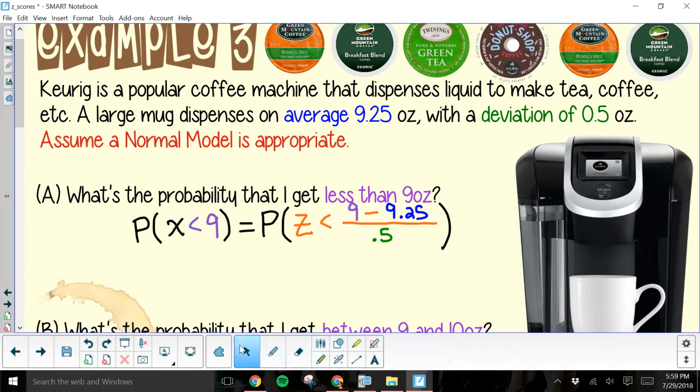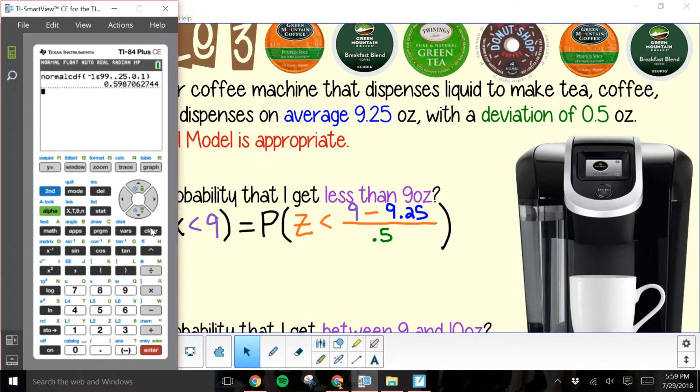Not too bad. And again, we can do this in our calculator. I do want to show you one nice thing about these calculators. They do understand fractions. So if you hit alpha, y equals, notice option number 1 gives you that fraction. So 9 minus 9.25, over 0.5. All right, there's my Z-score, so negative 0.5.